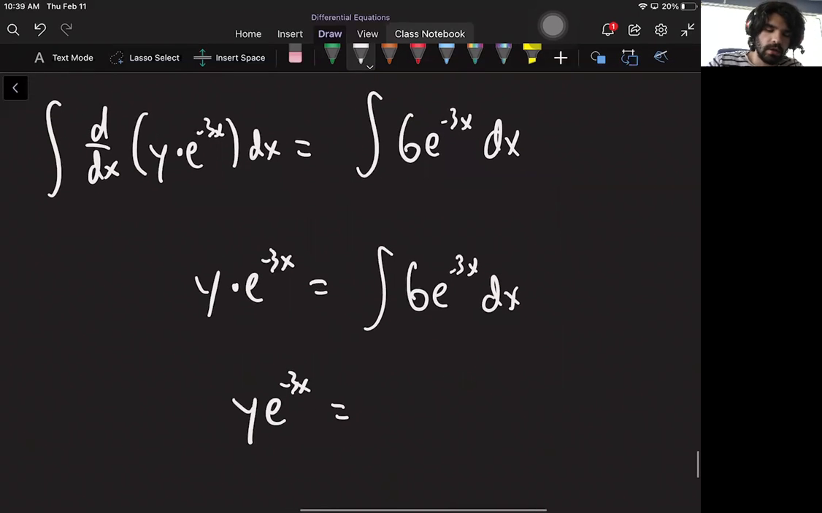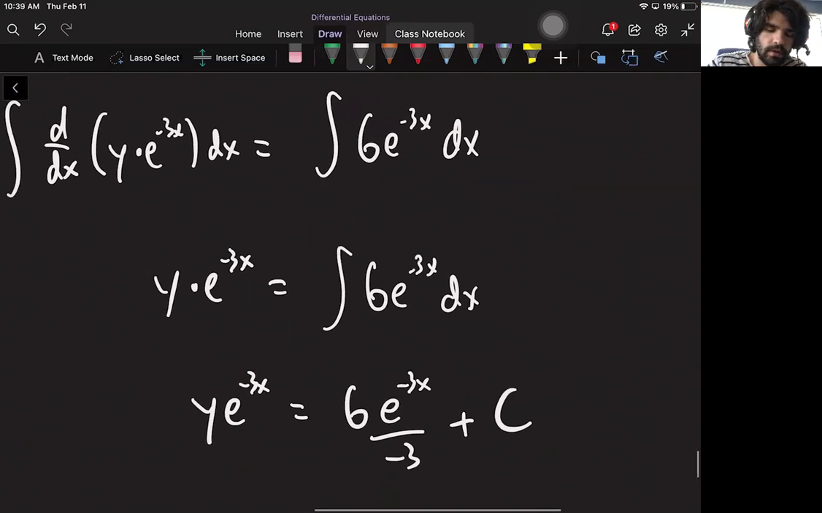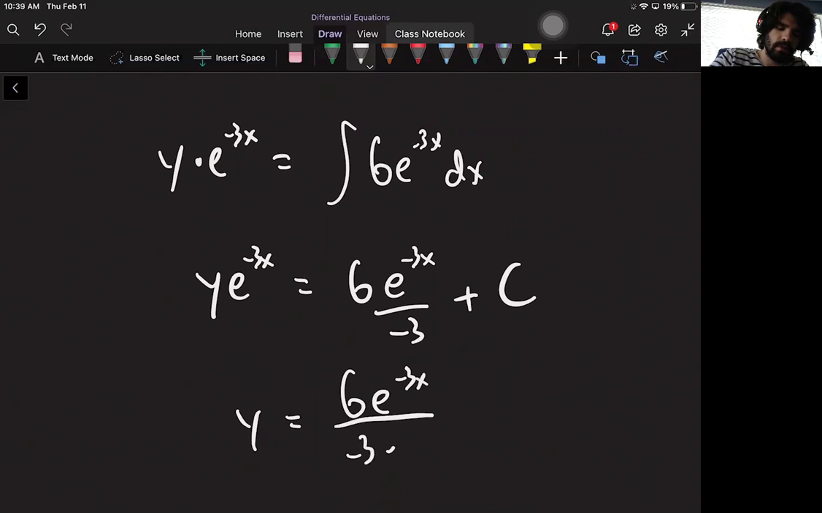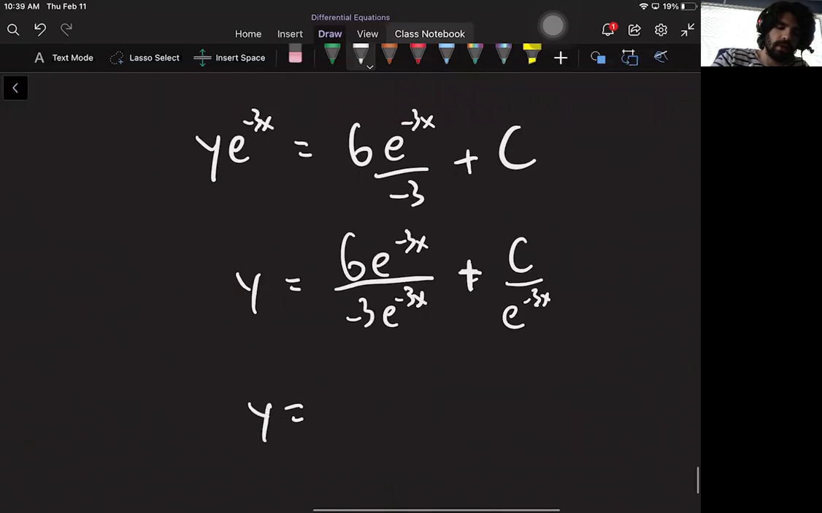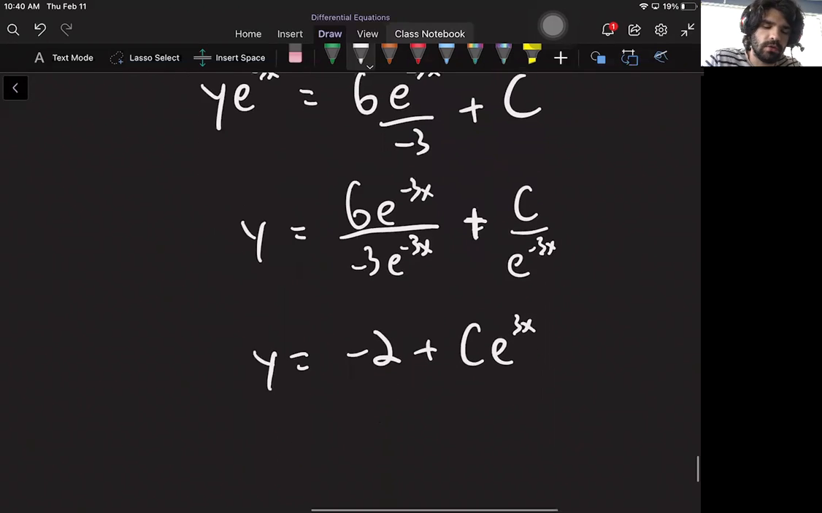So the integral of 6e to the negative 3x is 6e to the negative 3x over negative 3. You can use u substitution to check that if you like. And then I can make this an explicit solution very easily, so I will, just by dividing by e to the negative 3x. Oops. And I can simplify pretty well, so I'll do that. Negative 2 plus ce to the 3x. Negative power flips it back over. Okay, so this is my one parameter family of solutions I get by using this technique on the linear differential equation.